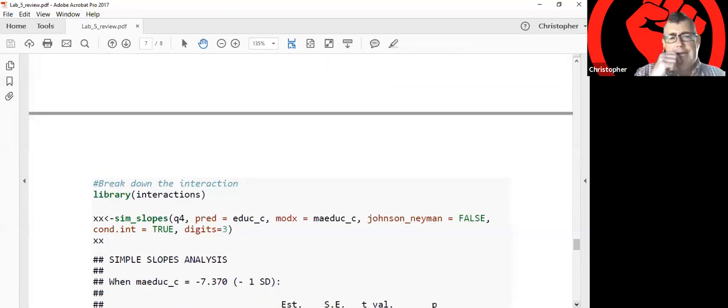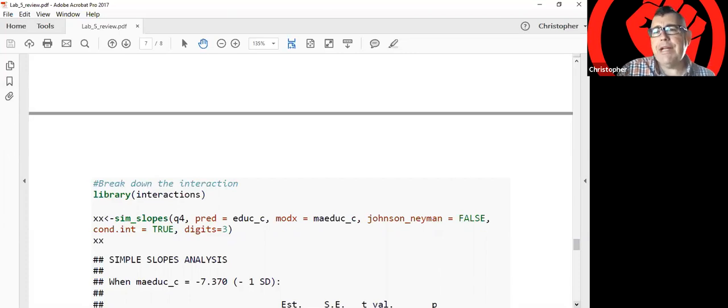Now, in terms of breaking down these interactions, we're going to be looking at the effect of one variable across levels of another variable. However, we don't actually have levels. We don't have a categorical variable here. So what I've done is I've assigned education as the predictor. That means we're going to be looking at the relationship between education and occupational prestige. And I've made mother's education the moderator variable. What that means is that we're going to artificially create 3 levels of mother's education.